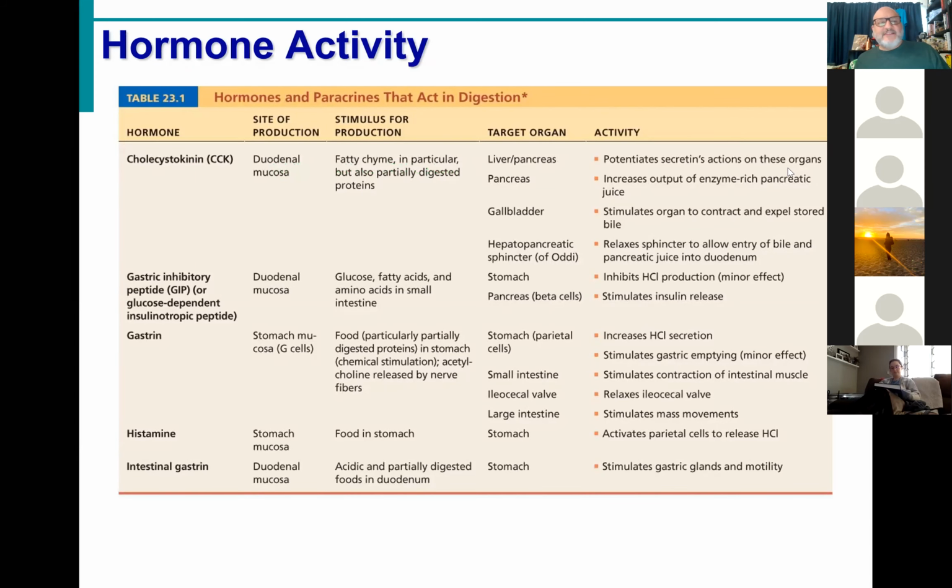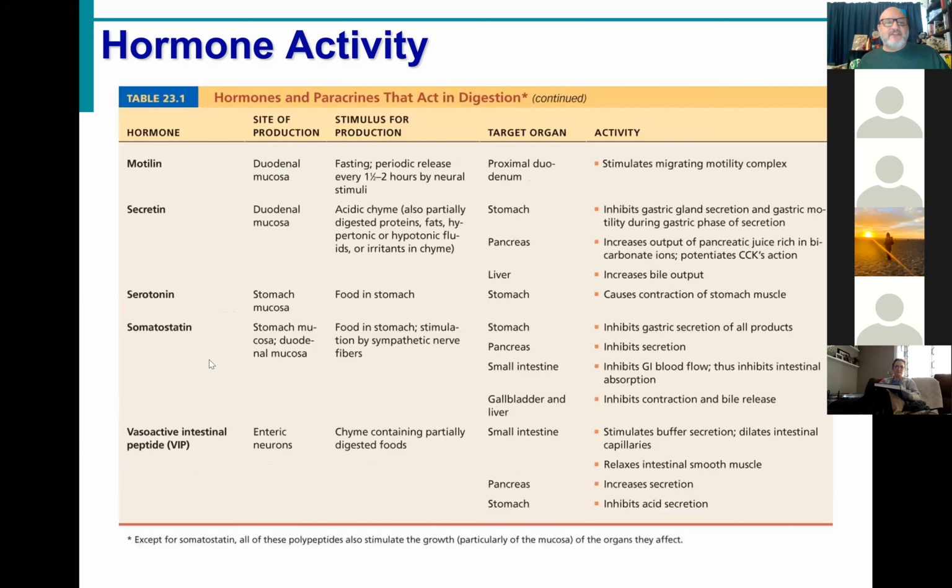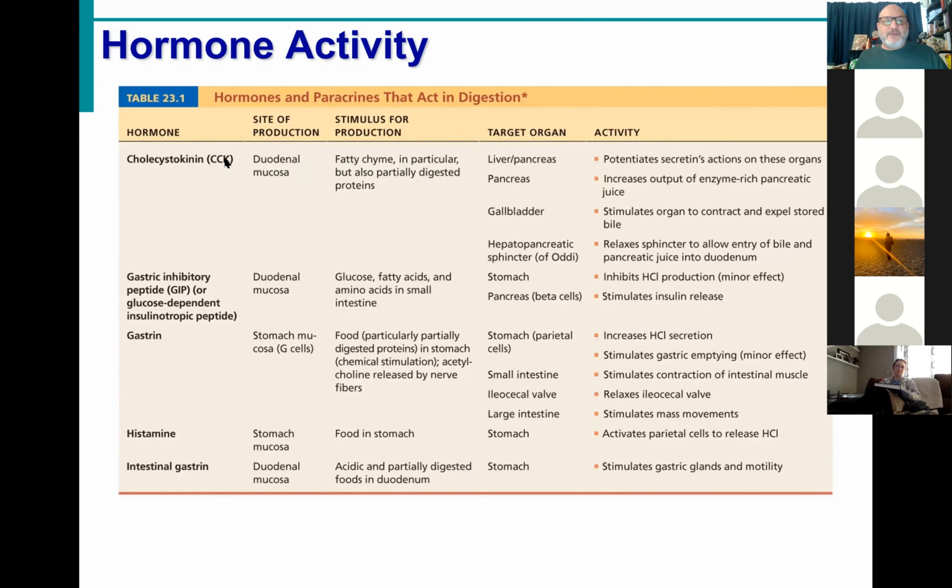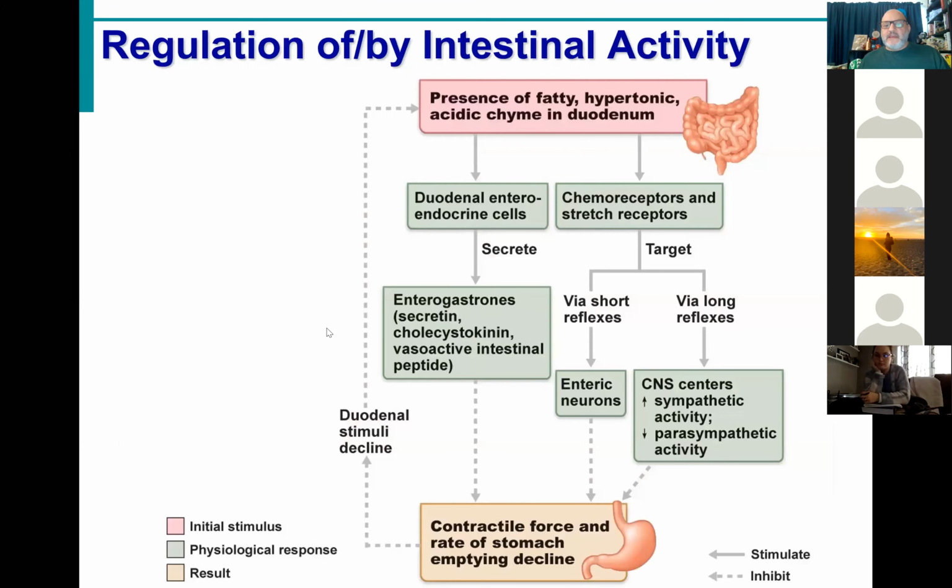Your book has a nice list of more of the hormones. Histamine, as we talked about, has some effect. There's some other ones in here we didn't talk about, motilin, somatostatin, things along those lines. Focus on the ones we've talked about. But for the ones we've talked about, like cholecystokinin, know the targets, know the function, know the stimulus for their production. So those that I've listed, make sure you understand what it is that they do. All right. And of course, your book's got one of these pretty flow charts that show this whole process as well.